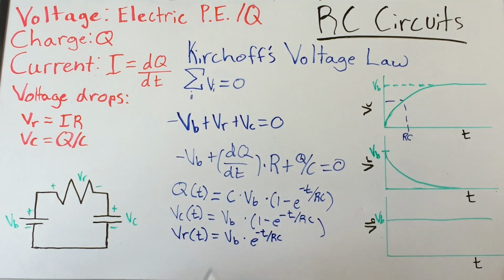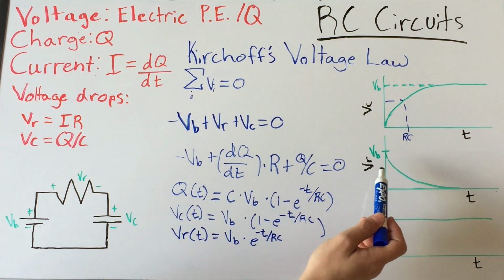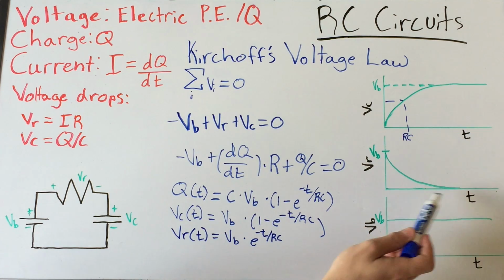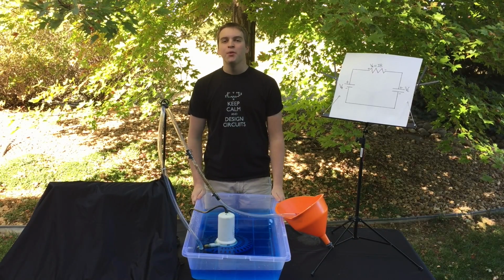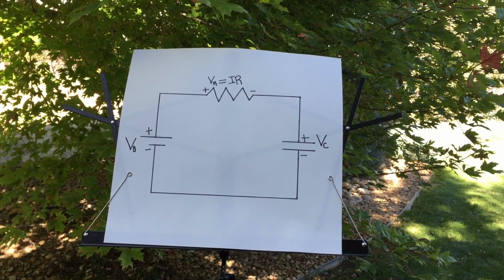As the voltage drop across the capacitor increases, the voltage drop across the resistor decreases, such that the sum of the voltage drop across the resistor and capacitor equals the voltage provided by the battery. Let's try to visualize this using an analogy to circuits, which uses water instead of charge. Here is our hydraulic circuit, which is a model of this RC circuit.